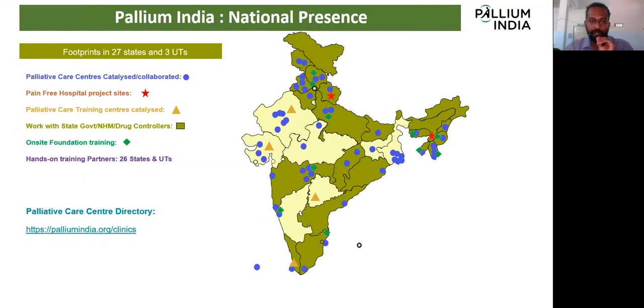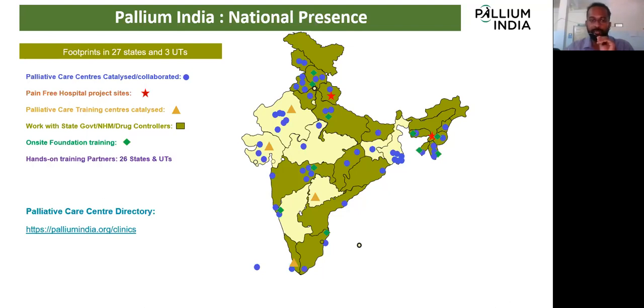The triangular markers show the 4 palliative care training centers we have catalyzed. As you can see down south, it's our TIPS facility. Similar to TIPS, we have catalyzed 3 more centers in northern India. In all the green portions, we have worked with around 20 NHMs, national health missions, or state governments, on various collaborations. We have conducted on-site foundation training, but due to COVID, on-site foundation training is now on hold. We have hands-on training partners, but due to COVID we can only conduct virtual training. After virtual training is completed, our doctors, nurses, or volunteers like you will connect to these partners in their region. They can go to these centers.